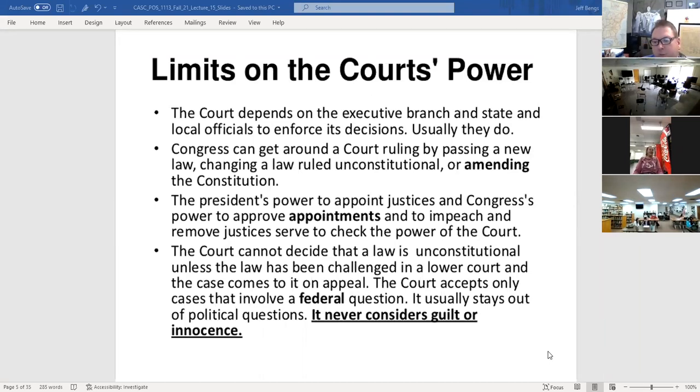What if the Supreme Court rules on something and Congress doesn't like it? Well, they can get around it by passing a new law, or they can change a law that the court said was unconstitutional, or they can amend the Constitution. The president has power to appoint justices, and the Congress has power to approve those appointments, and Congress has power to impeach and remove justices. So that's another check on the court system.